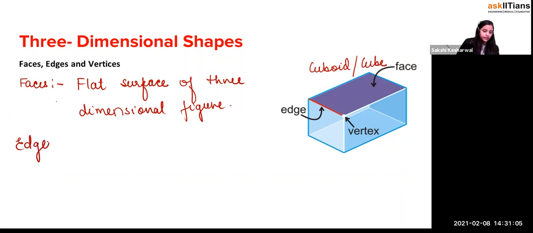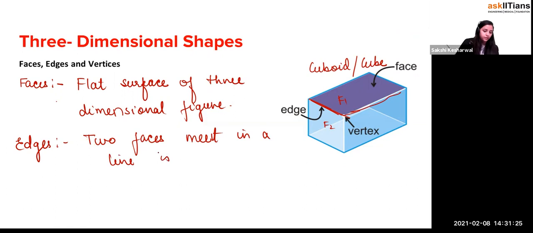What we say, this is edges. When two faces, this is face one and this is face two, are meeting here, this is your edge. Here they are also meeting, so this is again an edge. Two faces meeting in a line is called an edge, right?